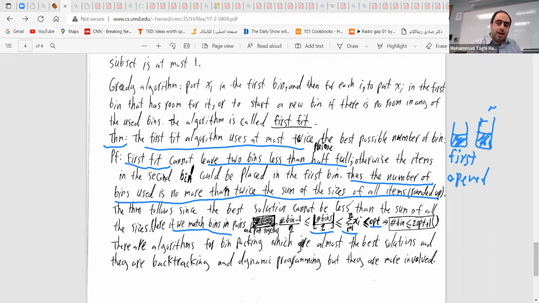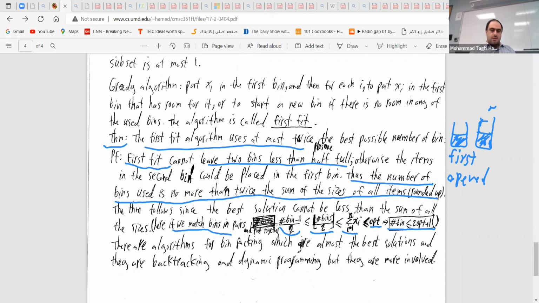Now, after that, it is easy. We know that the floor of number of bins over 2 is greater than number of bins minus 1 over 2. Good. So I have this formula: number of bins minus 1 over 2 is less than opt. So you just get the result: the number of bins would be less than 2 times optimum plus 1. So the main observation was this part essentially.